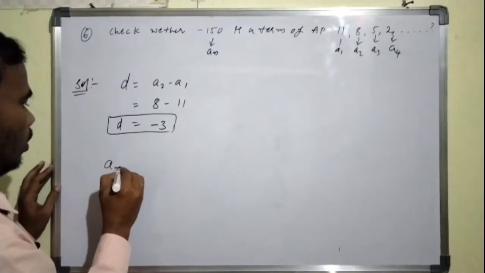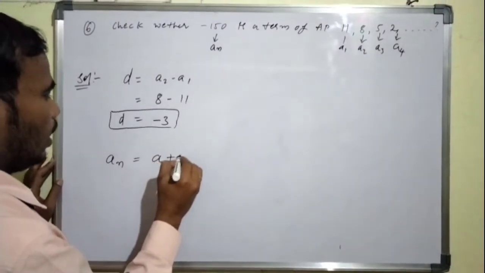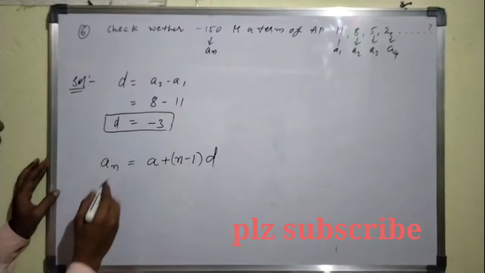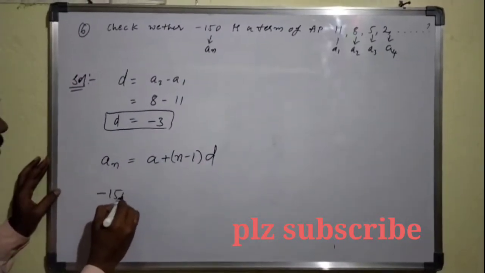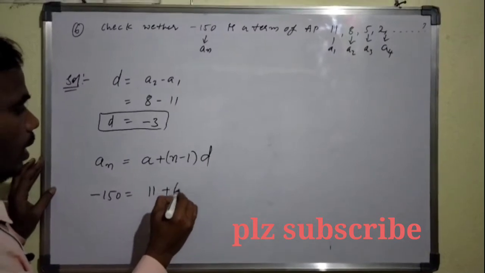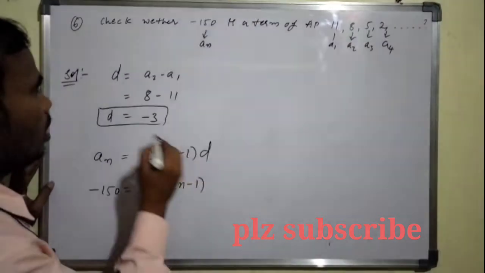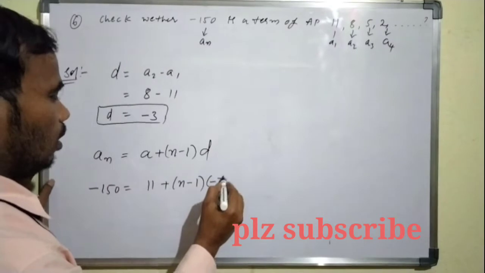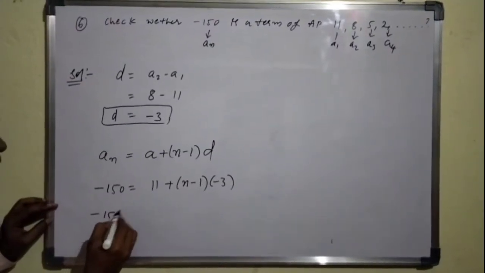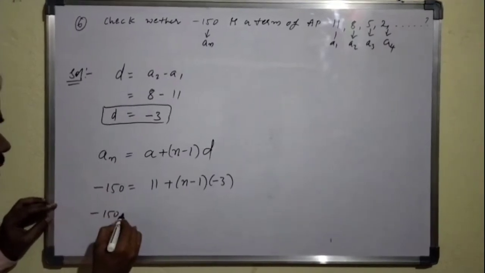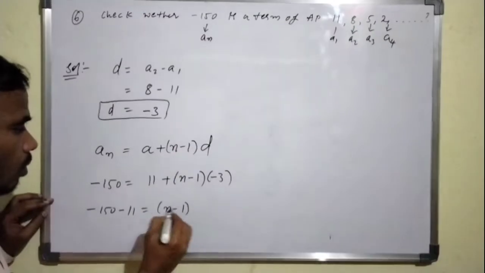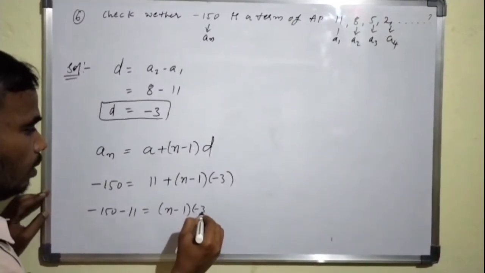So an is equal to a plus (n minus 1) d. Substitute the values: an is minus 150, a is 11, d is minus 3. So minus 150 is equal to 11 plus (n minus 1)(minus 3). Transport the 11 to the left side: minus 150 minus 11 is equal to (n minus 1) of minus 3.